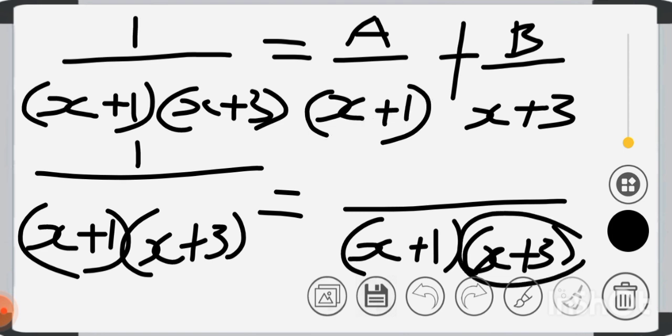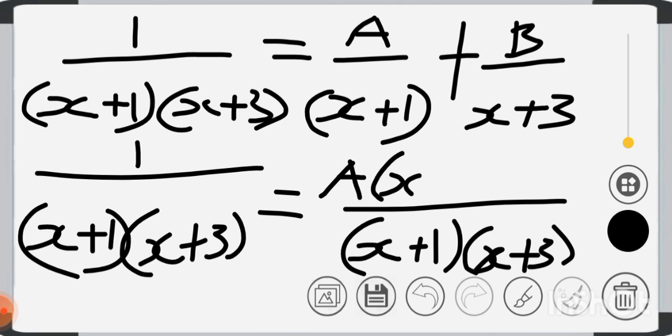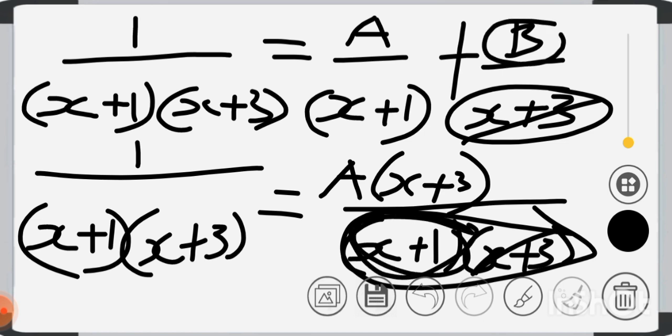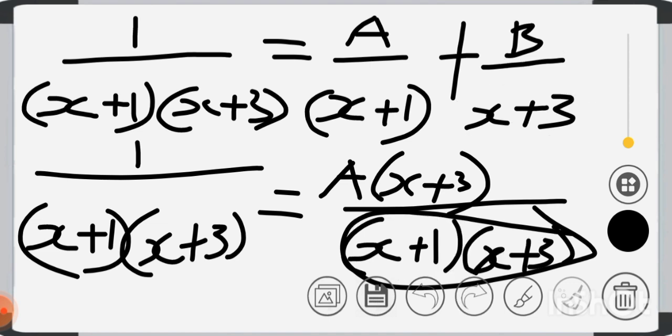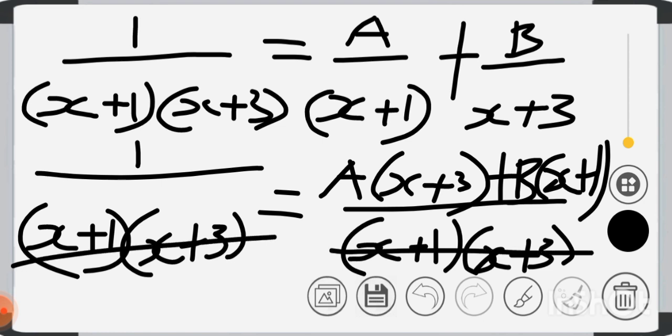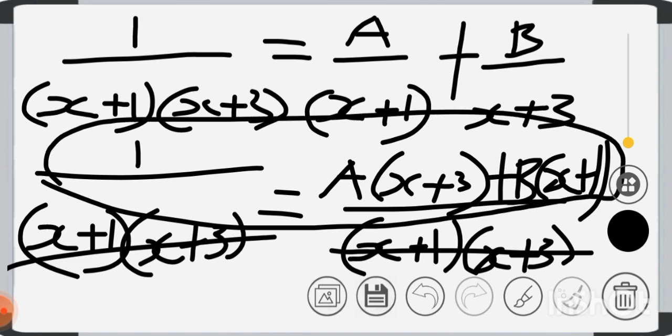Then if you do this times this, we have A times (x plus 3). Now, if you divide this with this, it will cancel because they are the same. Then we'll be left with this. We'll now use this one to multiply this B, so we'll have plus B times (x plus 1). Since these two are the same thing, they will cancel out, so what will be left is only the upper side.